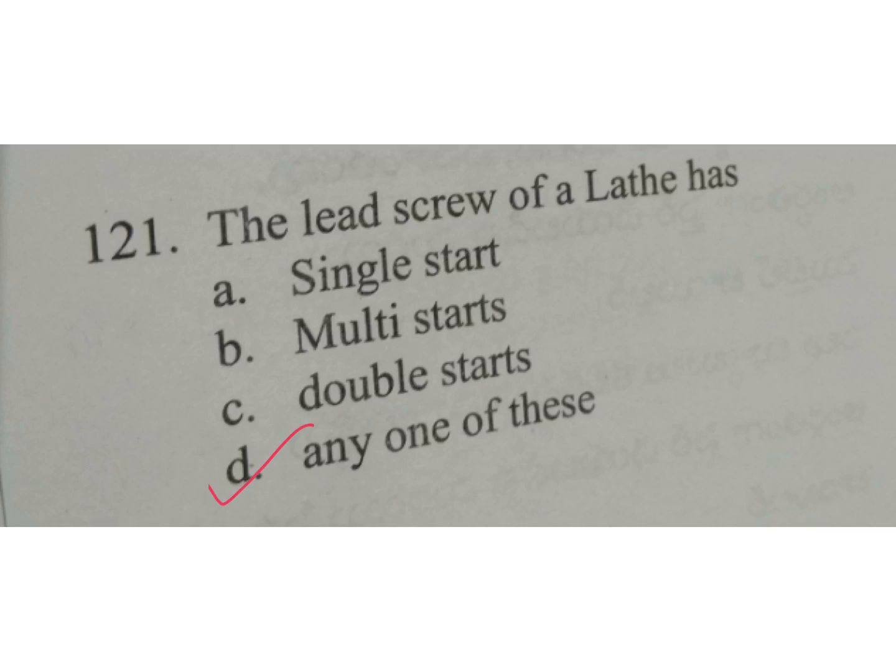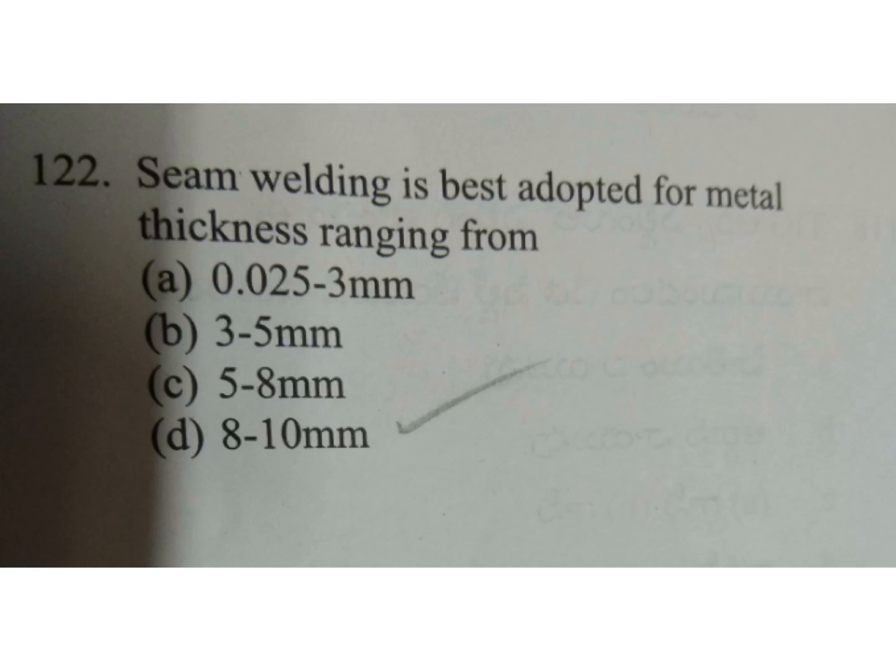Question: seam welding is best adapted for metal thickness ranging from: A, 0.025 to 3 mm; B, 3 to 5 mm; C, 5 to 8 mm; D, 8 to 10 mm. For lower thickness we use seam welding. Seam welding is also called, it's an example of continuous spot welding. This is also very important.